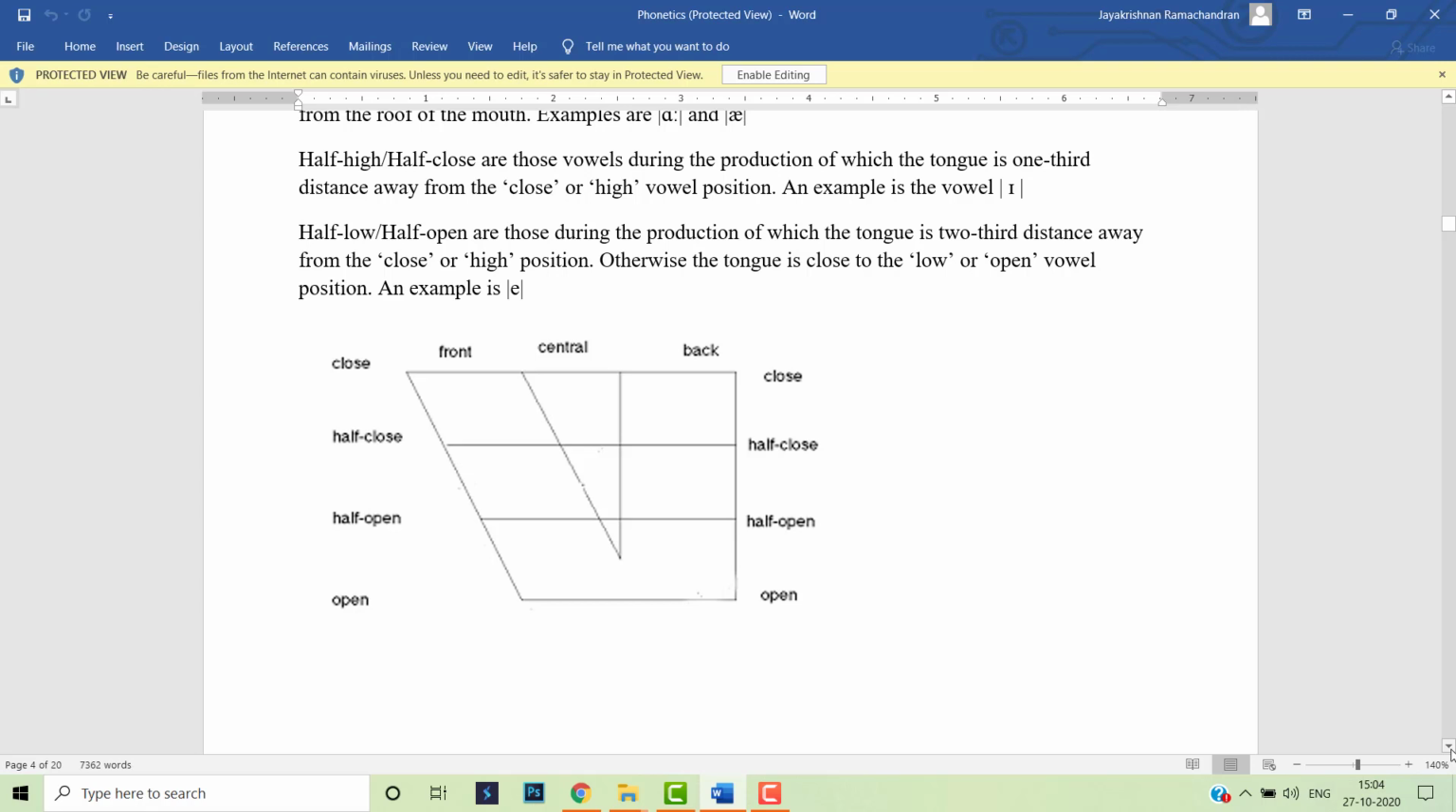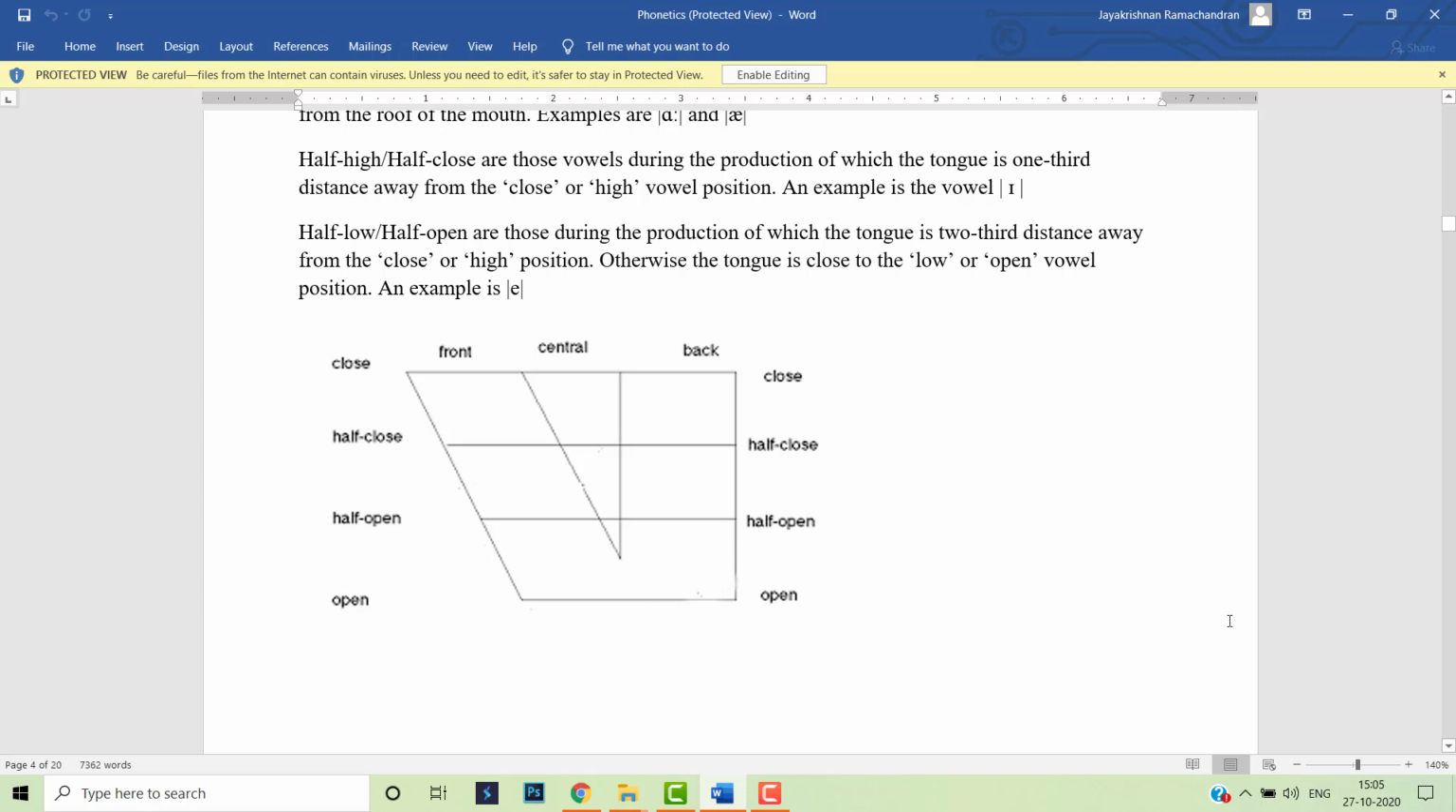Now here you have an even broader classification based on the part of the tongue that is involved, whether it is the front portion or back portion or your central portion like നമുക്ക് വരാം, and according to the height, whether it is close, half open or open.